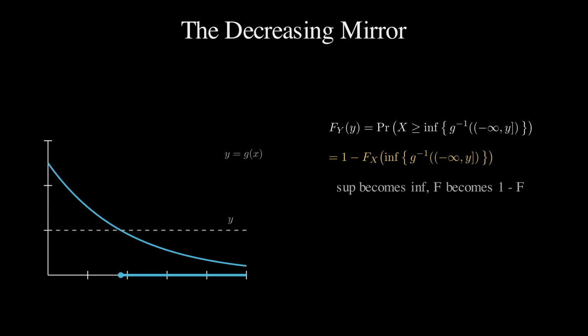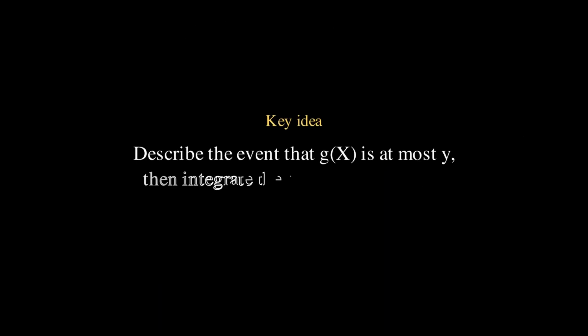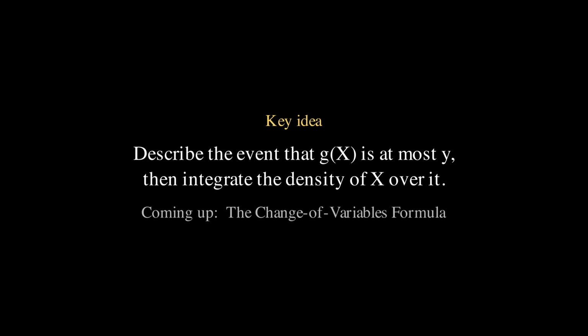Nothing else changes. The key idea of this video: to find the distribution of g of x, describe the event g of x at most y as a set of x values and integrate the density of x over it. Next video, we differentiate this answer and the change of variables formula falls out.